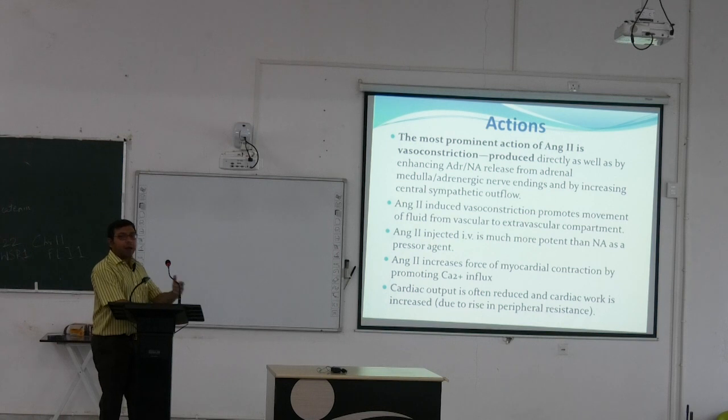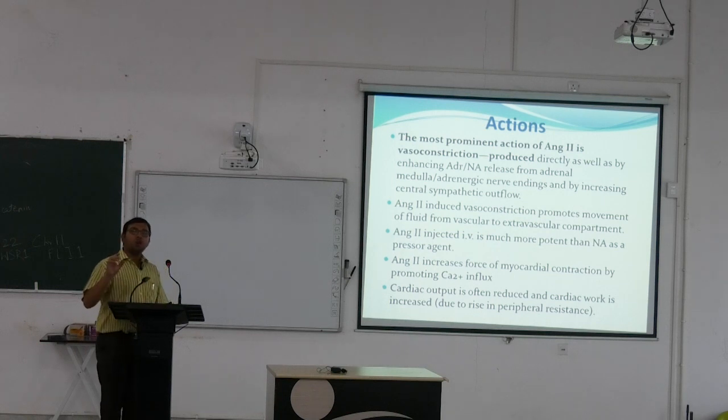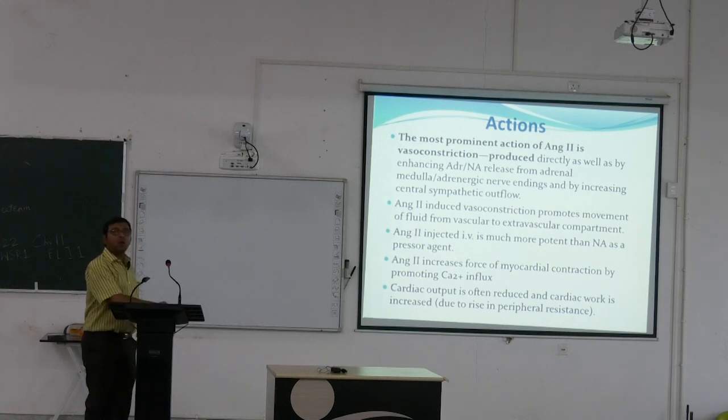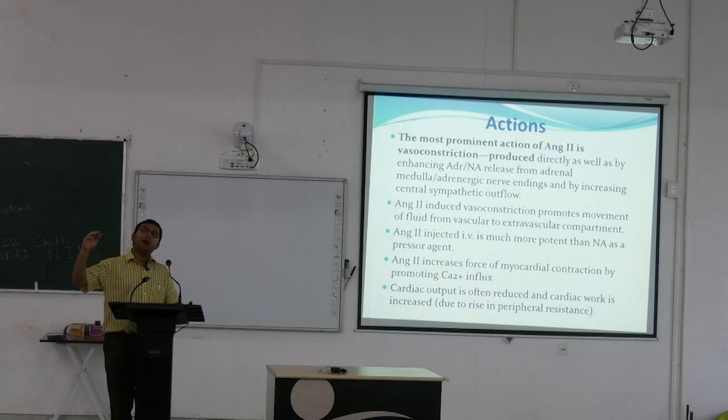So fluid will accumulate outside the vessels, as a result of which there are more chances of edema formation, and in the heart more chances of congestive cardiac failure, that is, fluid present in the extravascular tissue. If angiotensin 2 is injected IV, it is much more potent than noradrenaline as a pressor agent. Until now we know that noradrenaline is very potent in increasing blood pressure, but it has been seen that angiotensin 2 is much more potent than noradrenaline itself.